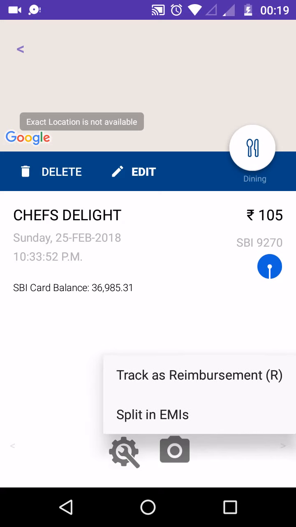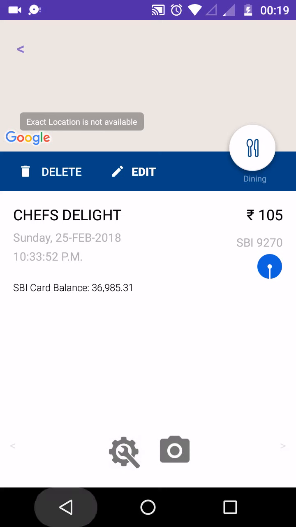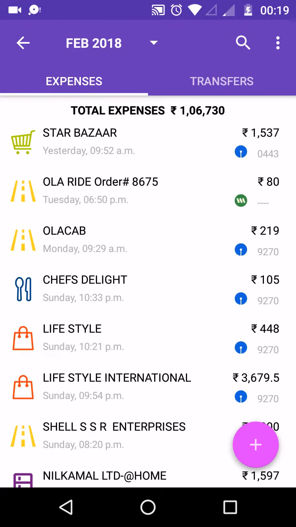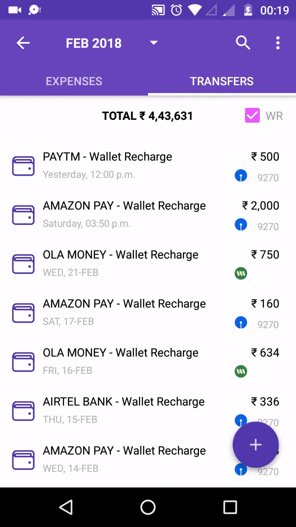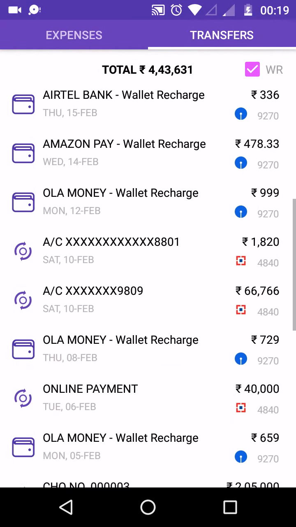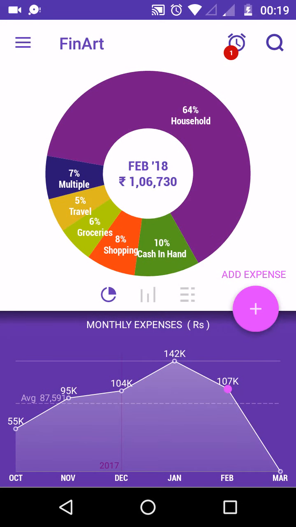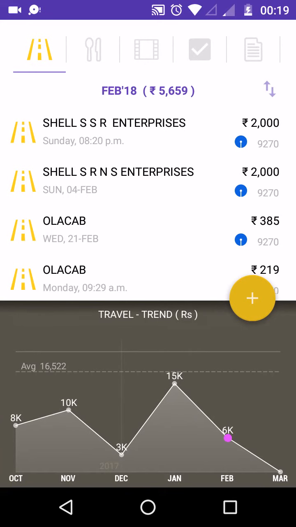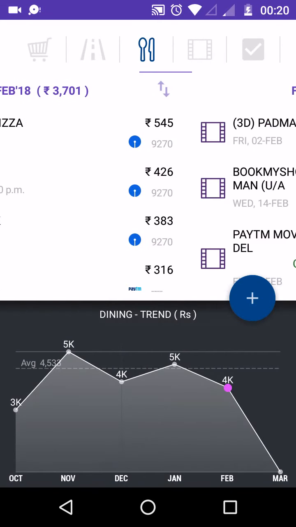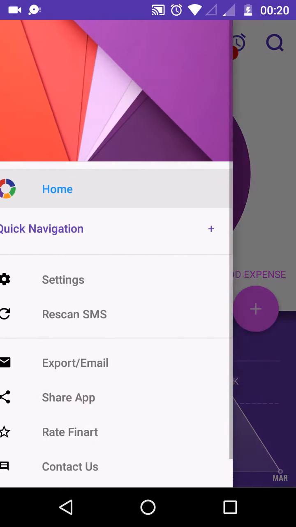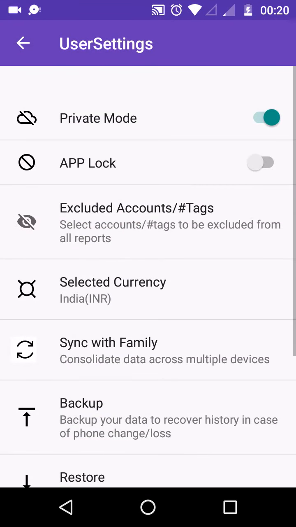Inside the transaction there are the usual options, splitting into EMI, tracking as reimbursement, and so on. One thing different and good is it separately categorizes the transfers, so they are not counted as expenses, which gives a better accuracy of my expenses. Other than that, you can get a monthly trend of individual category if that interests you.